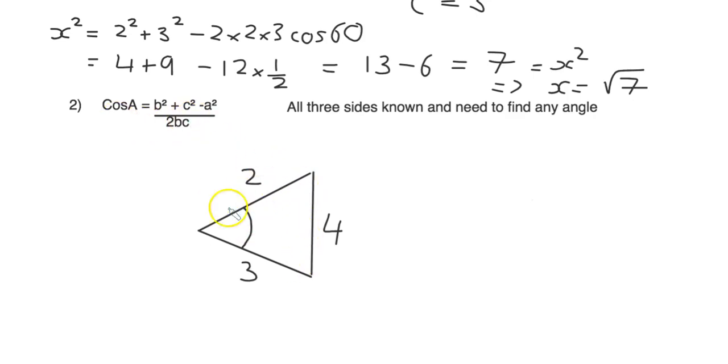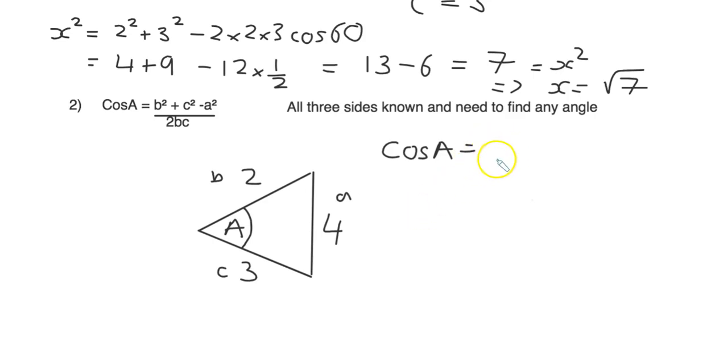We would still use this formula, but in this case we're going to try and find this angle, and let's call it angle capital A. So how do we proceed with this? I'm going to use this formula. Cosine of capital A is going to equal, and again we can label these A, B and C. B and C can be interchangeable. You can have B down here and C up here if you want. It comes to the same thing in terms of the answer.